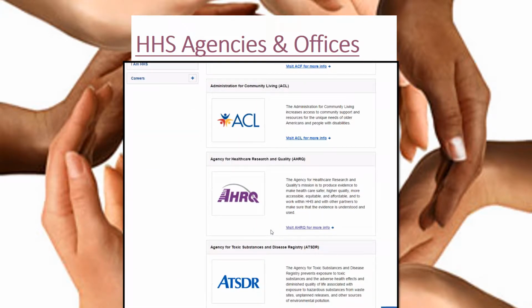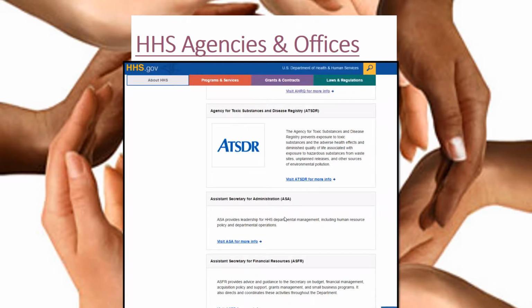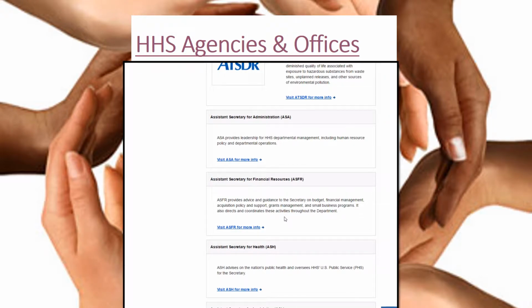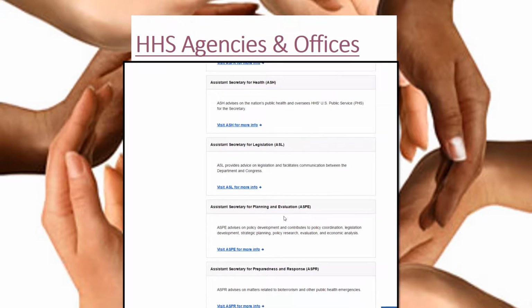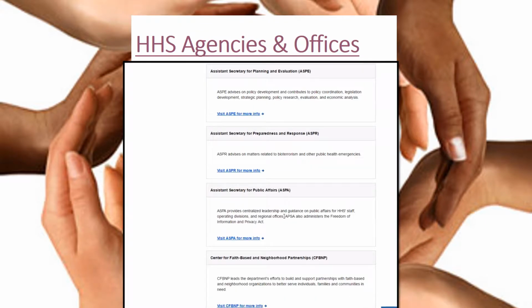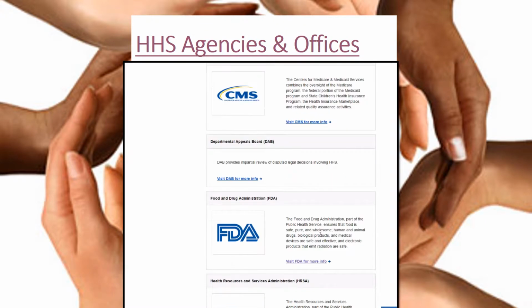The Administration for Community Living. We also have the Agency for Healthcare Research and Quality. We have the Agency for Toxic Substances and Disease Registry. We have ASA, ASFR, ASH, ASL, ASPE, ASPR, ASPA. The CDC falls under the agency, so you can also explore the CDC. The Centers for Medicare and Medicaid are also part of that.